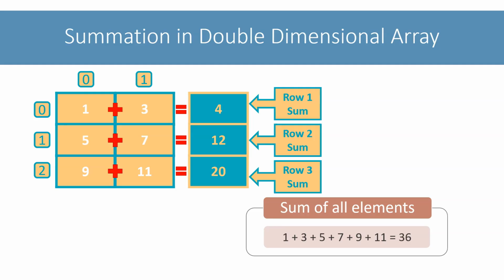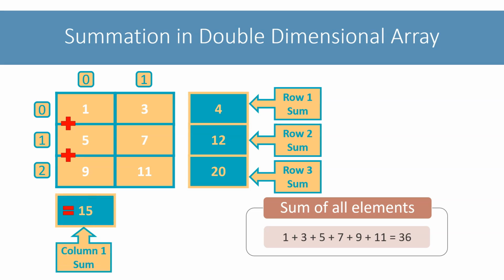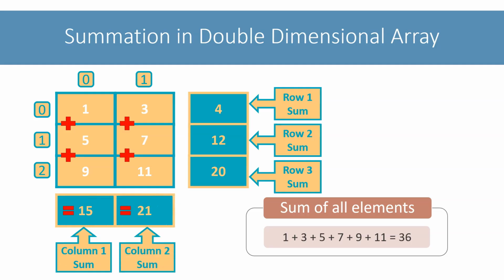For column-wise sum, we compute the sum of each column of the array. Summing up the first column gives 15 and second column gives 21. Okay, I hope now you are clear about calculating row-wise and column-wise sum and the sum of all elements of the double-dimensional array. Let's switch to BlueJ and see the program for it.